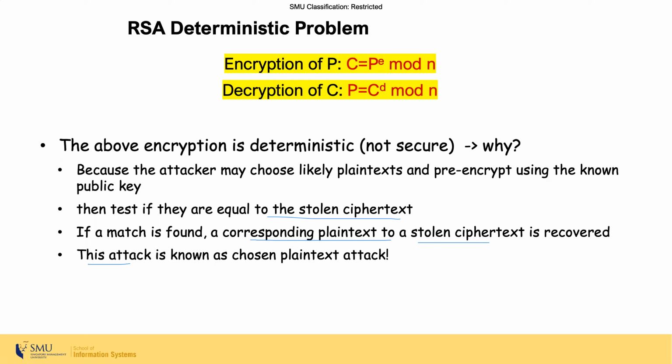And this attack is possible because of the deterministic problem. Because the same message, the same plaintext, will always result in the same ciphertext if we are using the original formula of encryption and decryption of RSA. So just like before, in the case of AES ECB, there is a way to address this problem by using randomization.